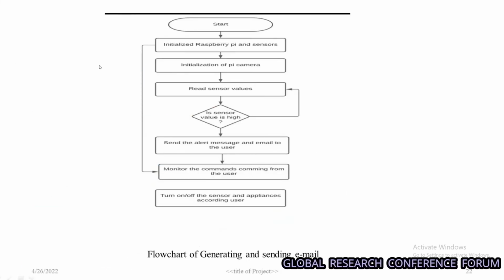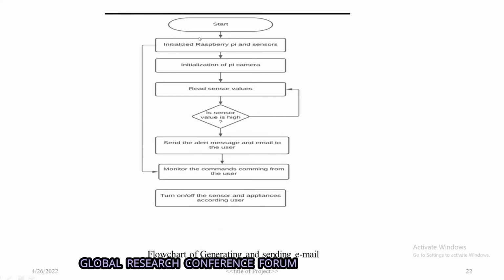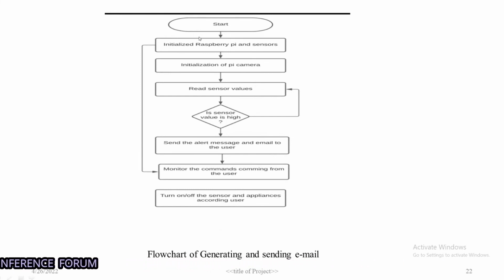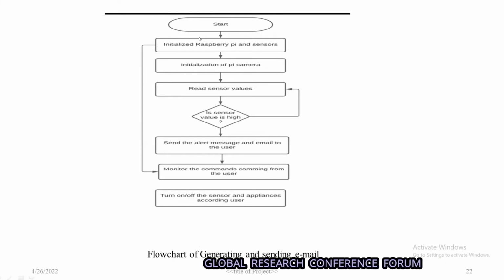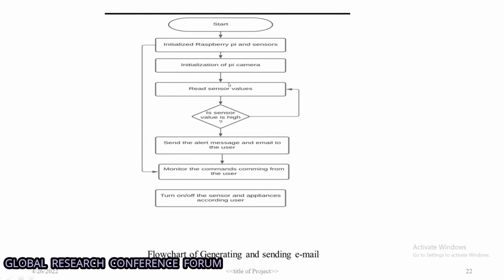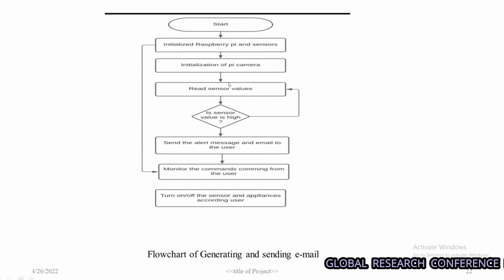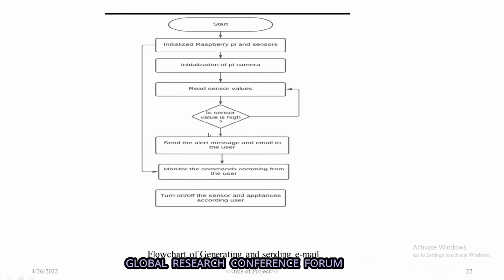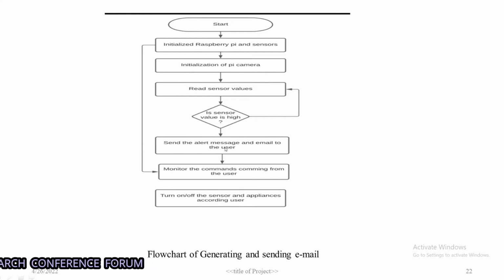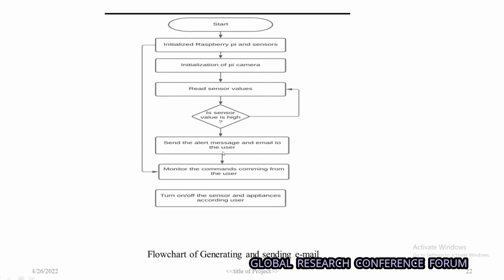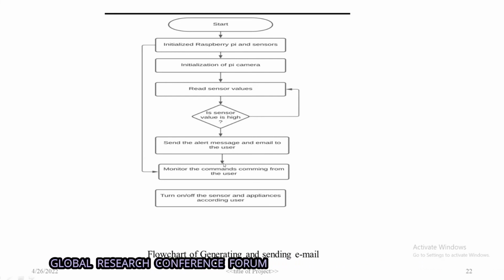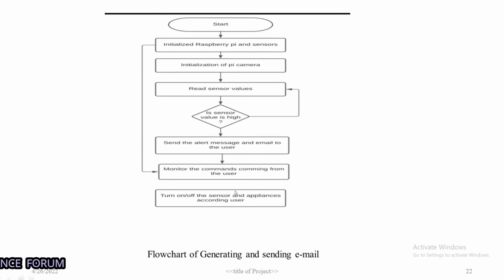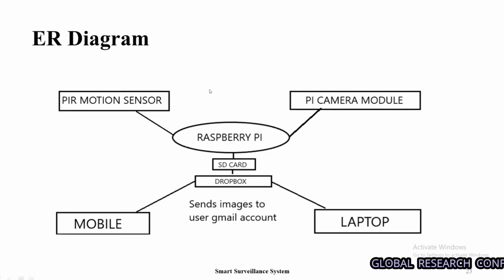This is the flowchart of generating and sending email. Main is the start: initialize the Raspberry Pi and sensor, then initialize the Pi camera, and then read the sensor value. If the sensor value is high, it returns to reading the sensor value. If the sensor value is low, it sends an alert message and sends an email to the user. Then it monitors the commands coming from the user, and lastly turns off the sensor and application according to the user. Next is the ER diagram.